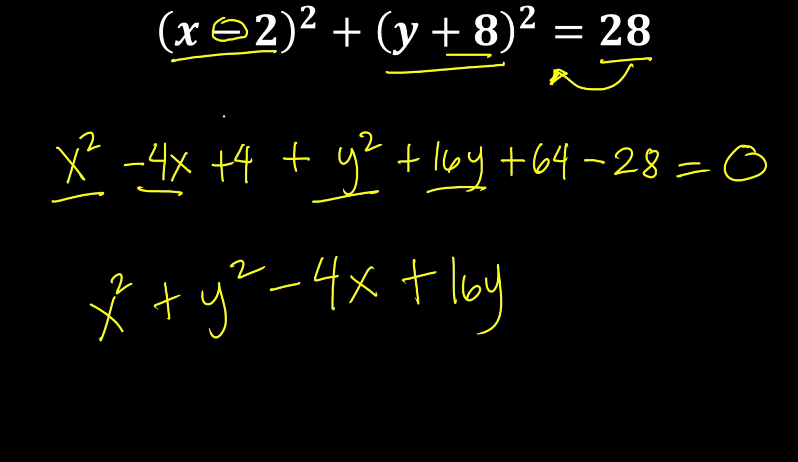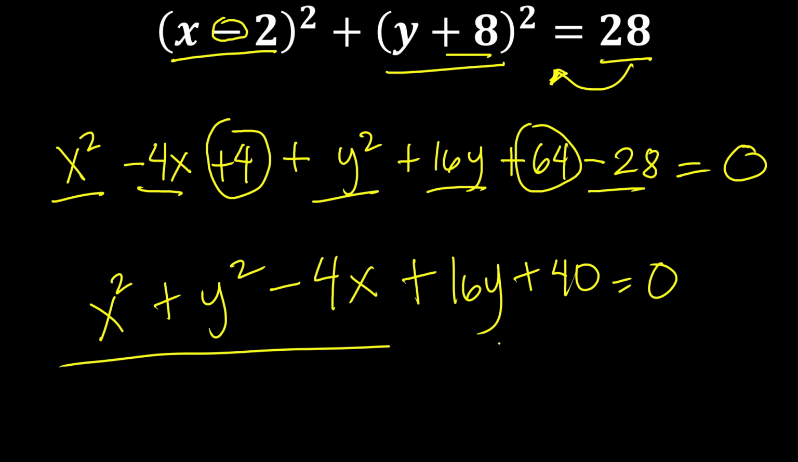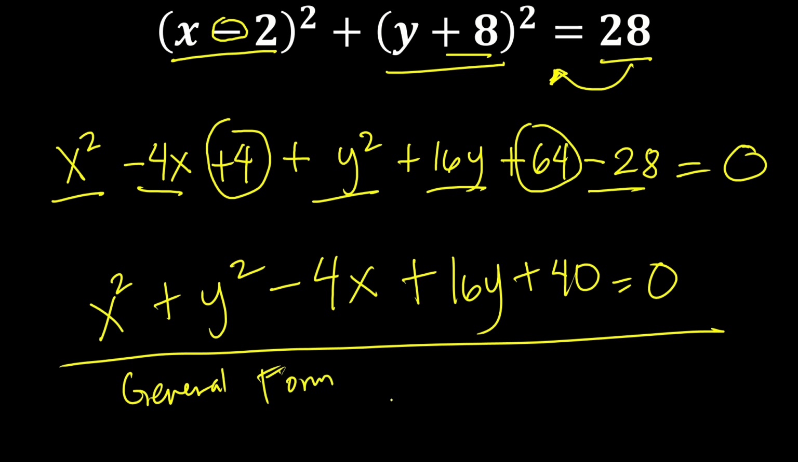Then let us simplify or combine like terms. 4 plus 64 will give you 68, and 68 minus 28 is equal to positive 40. So again, this is the general form of the equation of the circle. We have x squared plus y squared minus 4x plus 16y plus 40 is equal to 0.